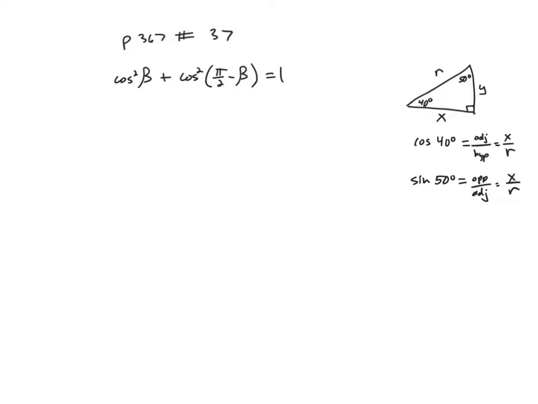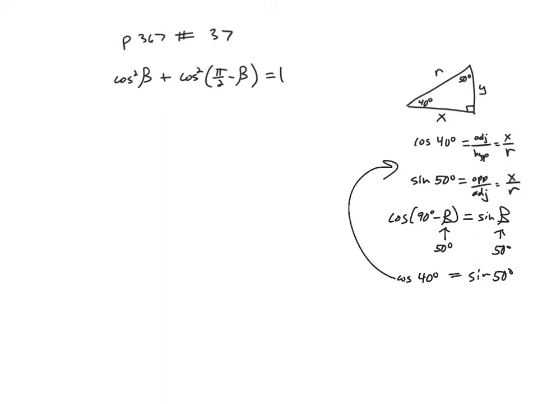We had some properties that said something like this. It said the cosine of 90 degrees minus an angle is the same as the sine of that angle. So in our case, if I put a 50 in there, the cosine of 90 minus 50, which is 40, is the same as the sine of beta, which is 50. Okay, so that's this relationship that we just talked about up there.